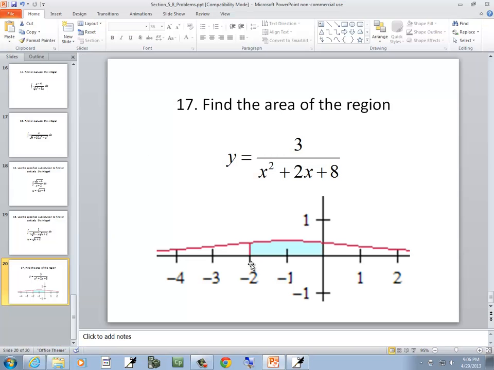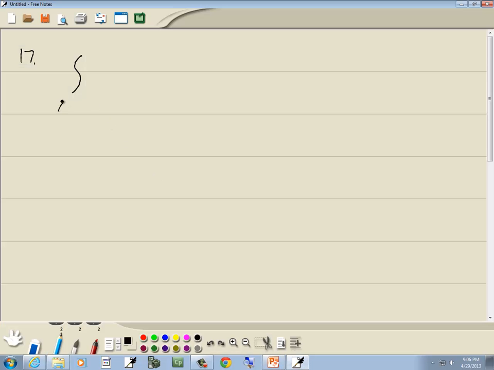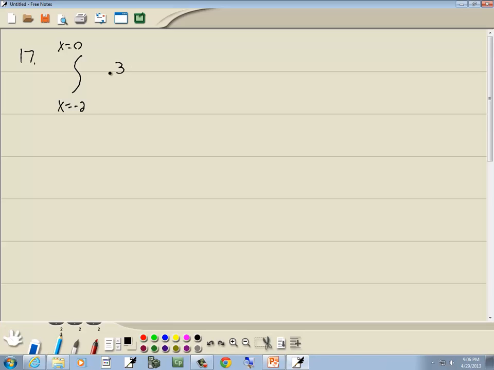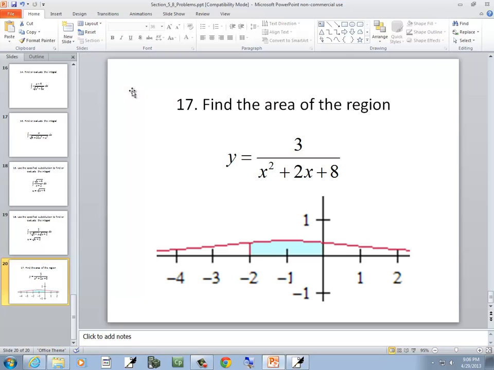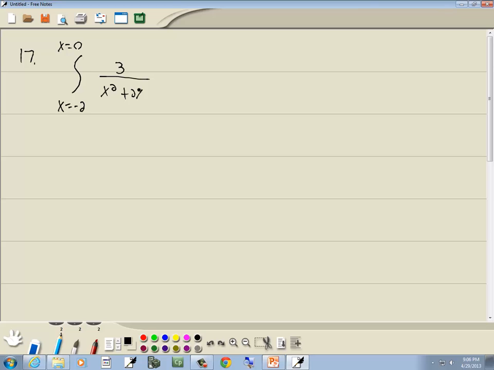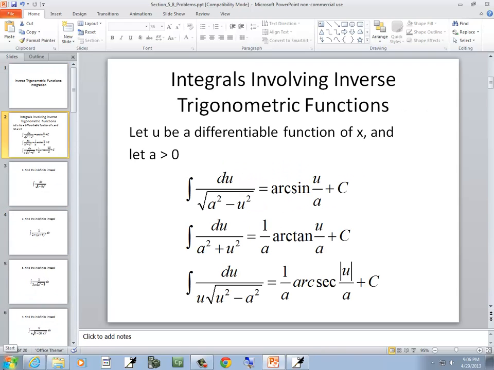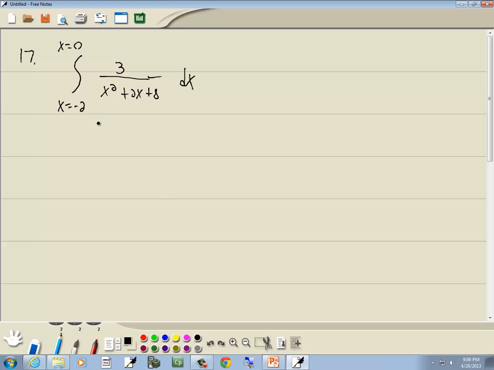Well, this is going from -2 to 0 for our x values. So we got x equal to -2 to x equal to 0 of 3 over x squared plus 2x plus 8 dx. Well, we only have 3 formulas, and it obviously doesn't have a square root in the denominator, so we're going to try to rewrite it this way. And we need to use complete the square to do that.